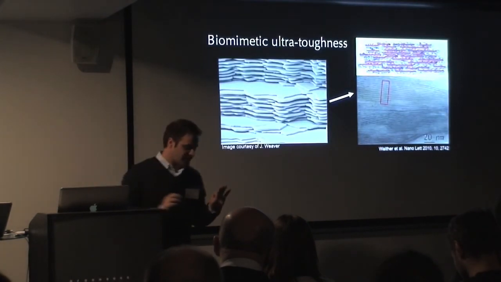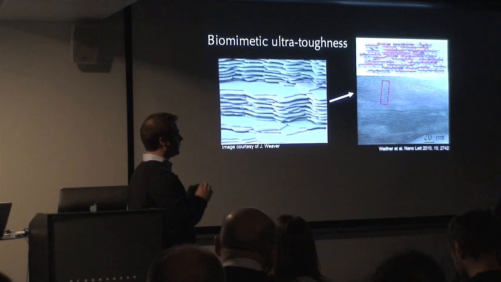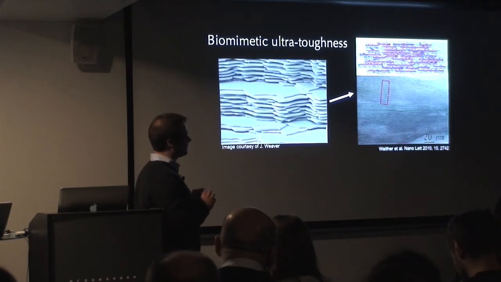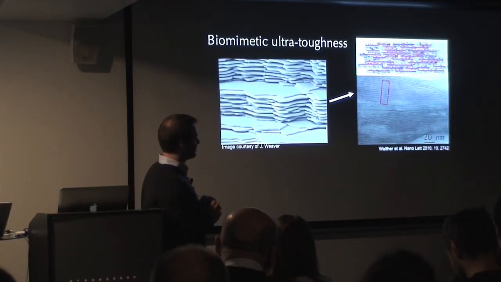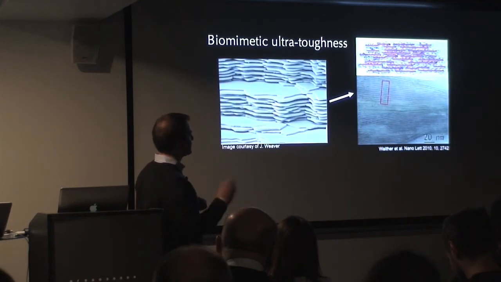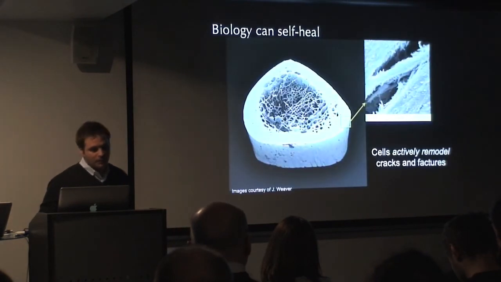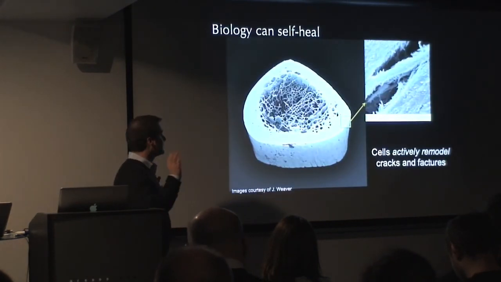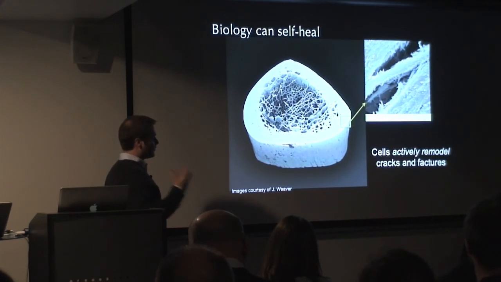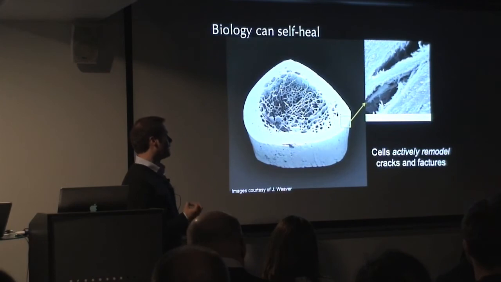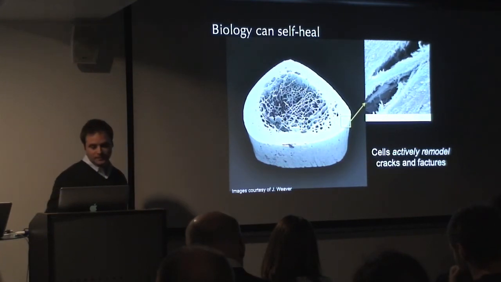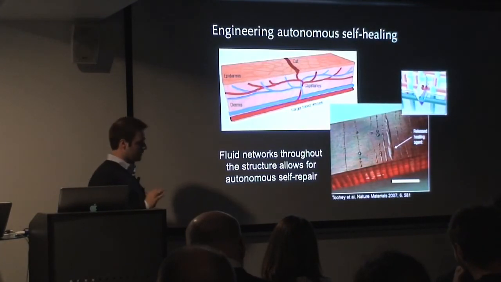What's interesting is that people have started to mimic this by creating layered structures of clay and attaching them together with different polymer structures, and they can replicate this ultra toughness just by replicating the structure. But what's really interesting about biology is that it self-heals. A bone can fracture and then repair itself, and cells remodel the environment. This is only really possible because there's vasculature and access to the material. And so this idea has been engineered into different composites.